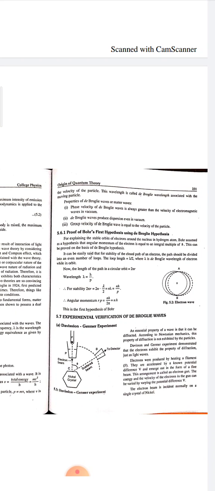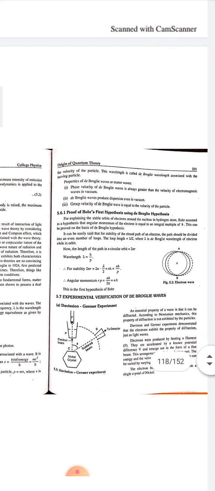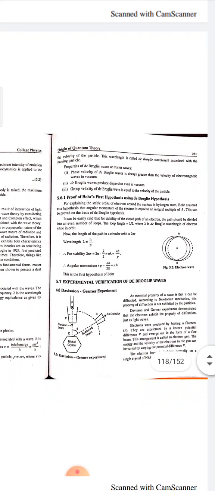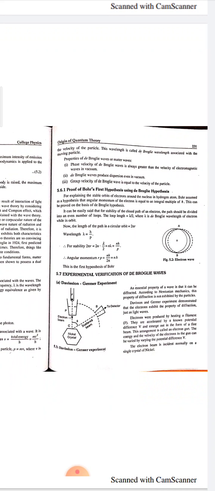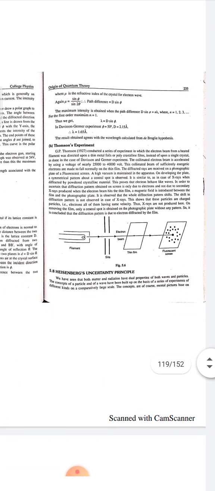Proof of Bohr's first hypothesis using the de Broglie hypothesis. There are two experiments for the verification of the de Broglie wavelength, which are the Davisson and Germer experiment, that you have to remember, and then the Thomson experiment.